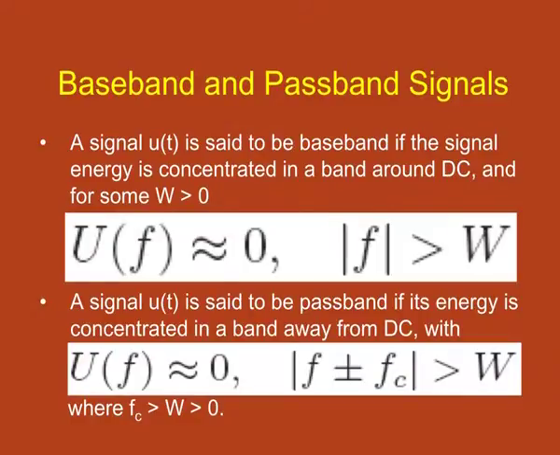A baseband signal is a signal for which the frequency range is centered around 0 hertz or the DC component. So, we say that a signal is called baseband if its frequency response is almost 0 for all frequencies greater than some bandwidth W, and a passband signal is a signal for which the energy is concentrated away from DC and around a carrier frequency denoted by Fc. So, the band around Fc of width W is going to contain most of the energy which we are interested in. We can always classify signals into either baseband or passband. In the next few slides we will see examples of baseband and passband signals.